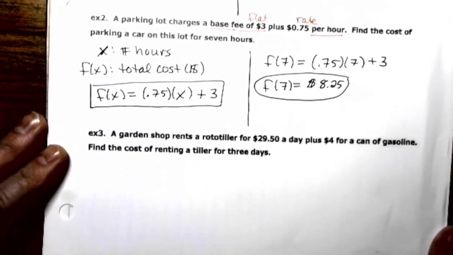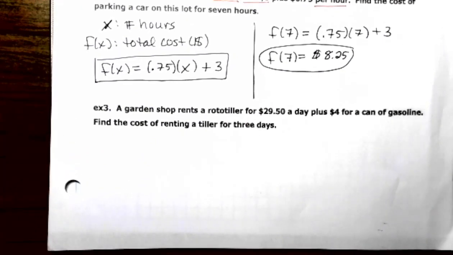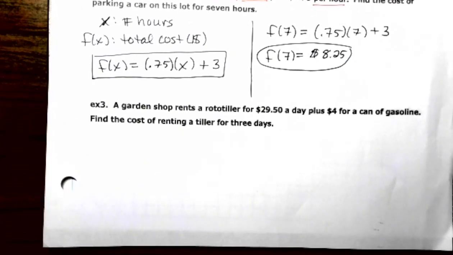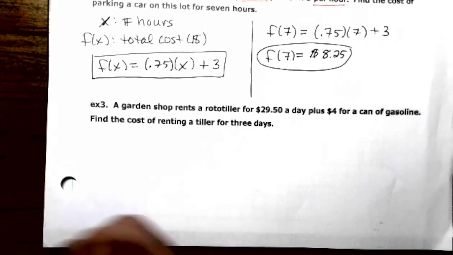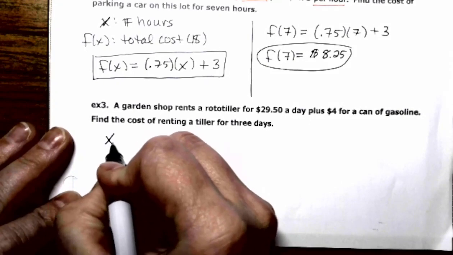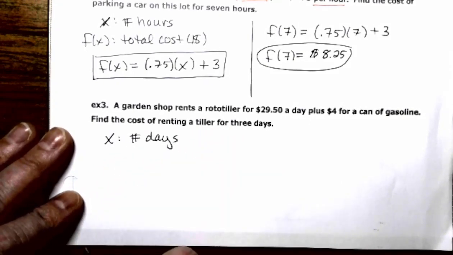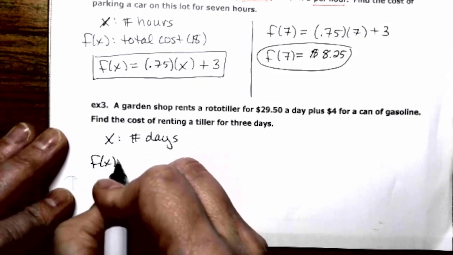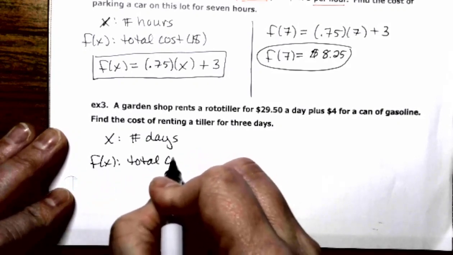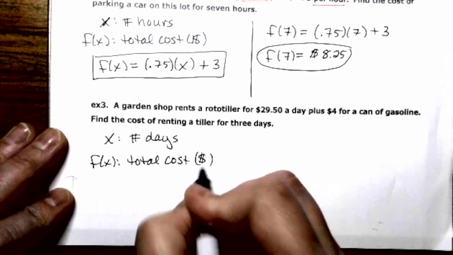All right, one last example here, a gardening example. A garden shop rents a rototiller for $29.50 a day, plus $4 for a can of gasoline. Find the cost of renting a tiller for 3 days. So x is the number of days that we're going to rent. F of x, of course, is the total cost in dollars.